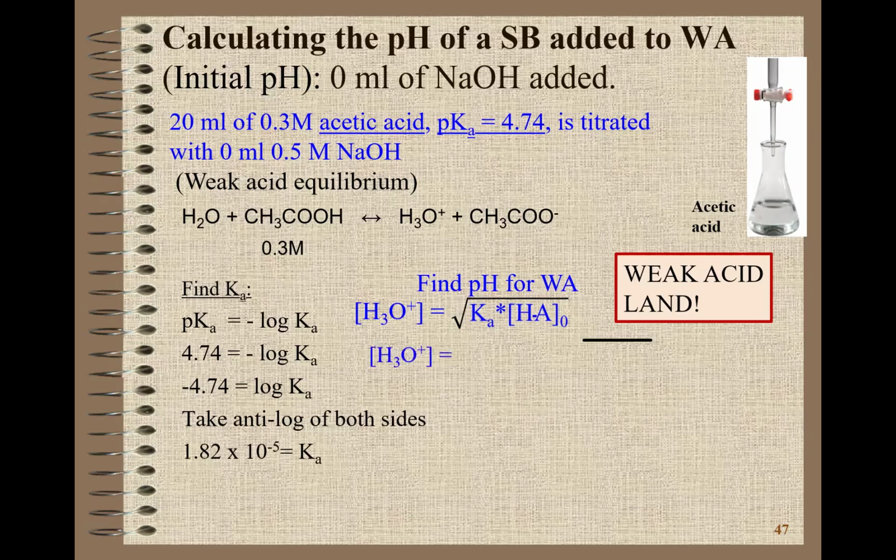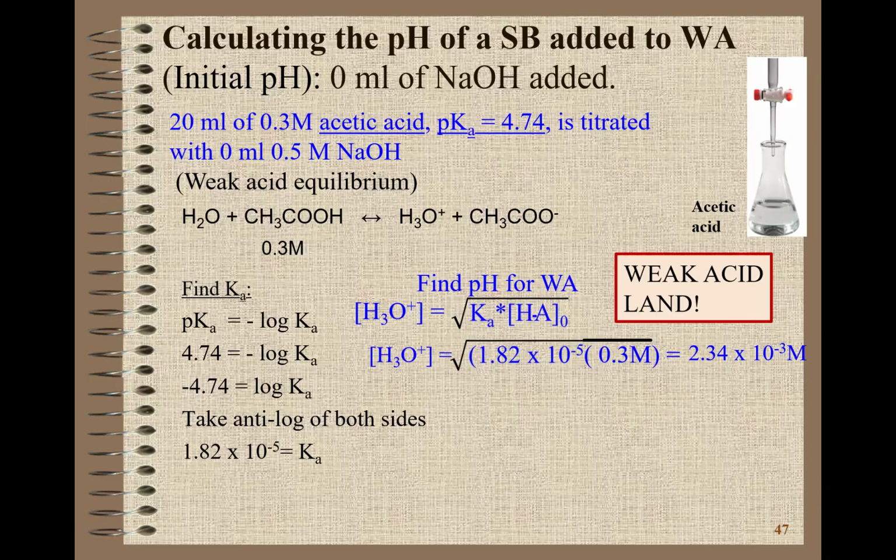Okay, so plug in those numbers. Is everybody with me? Concentration is given for the weak acid. We just figured out the Ka. We had to get it from the pKa by working backwards. I multiply these two together, and then I take the square root. When I multiply these two together on my calculator, I get an answer, and then I hit the square root button, and this is what I get.